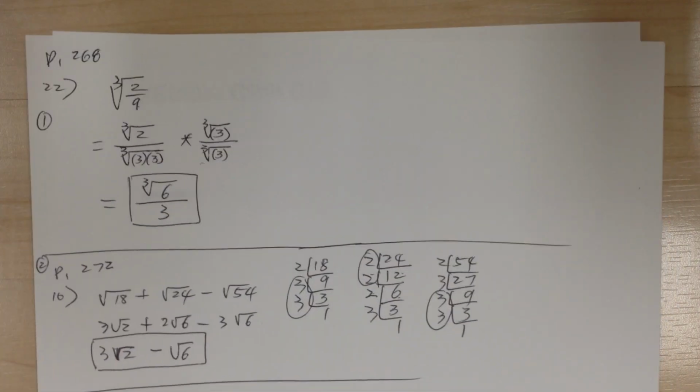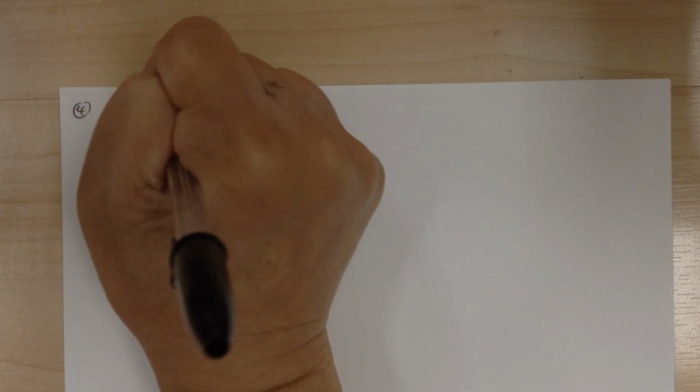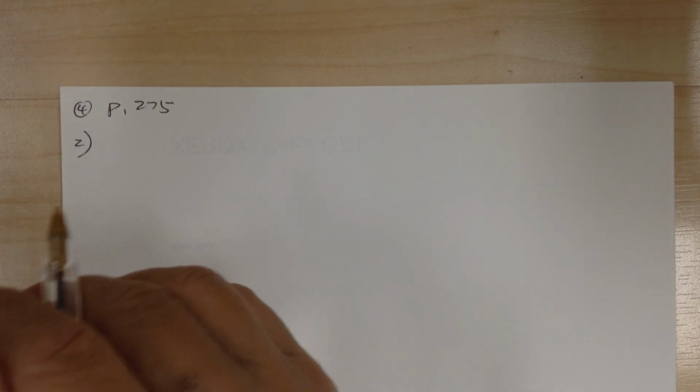Okay, let's go to the next one. Number 4 on the list. Let's go to page 275, and let's do number 2.